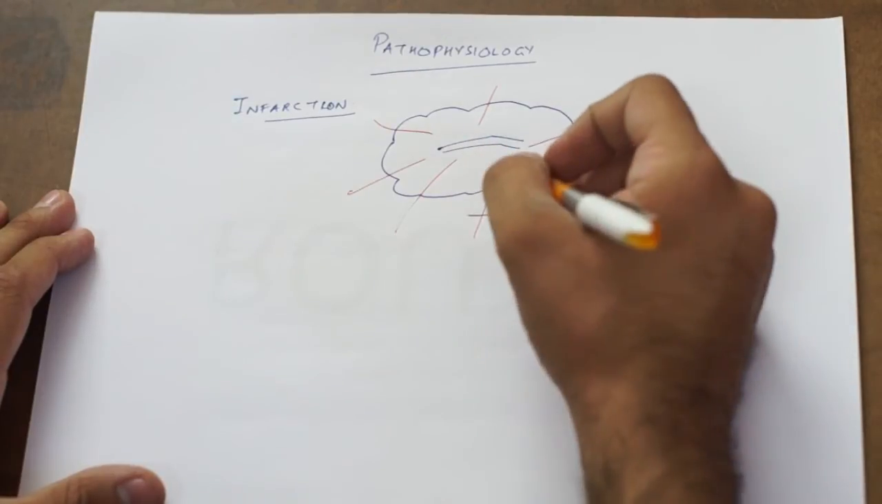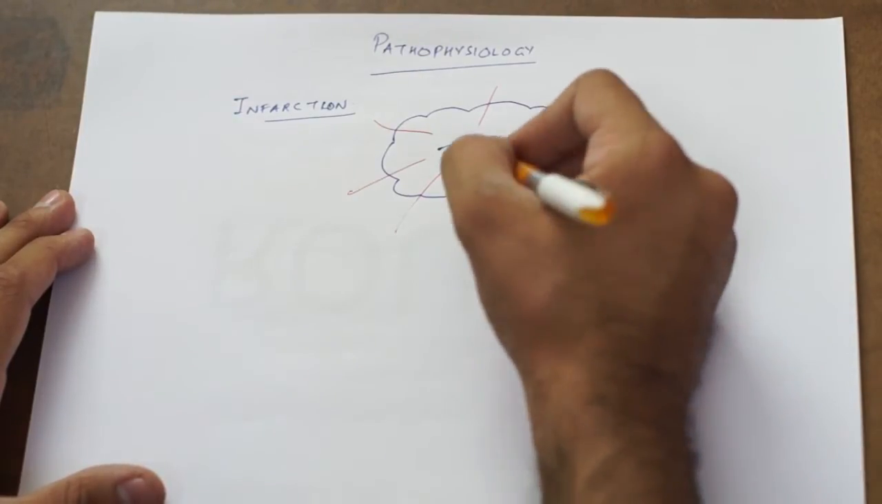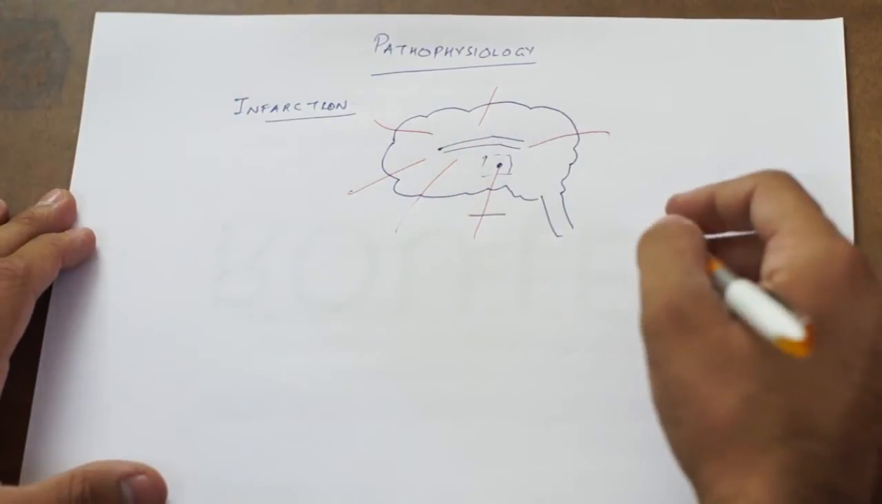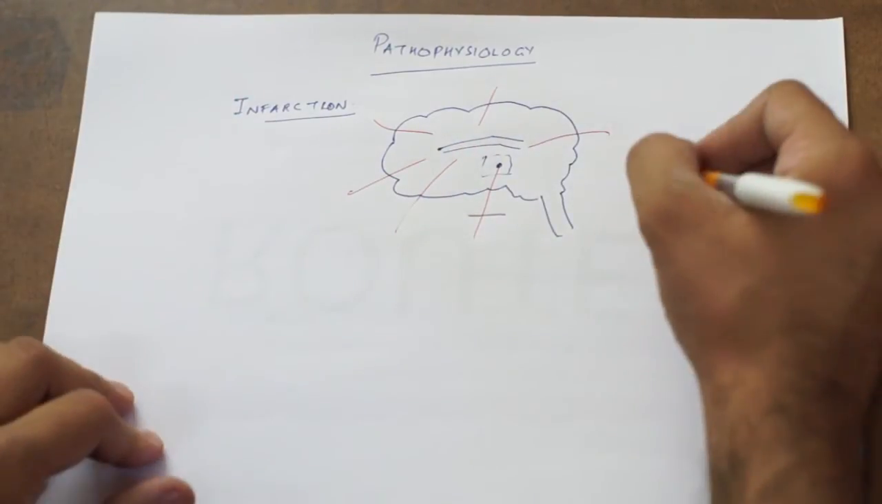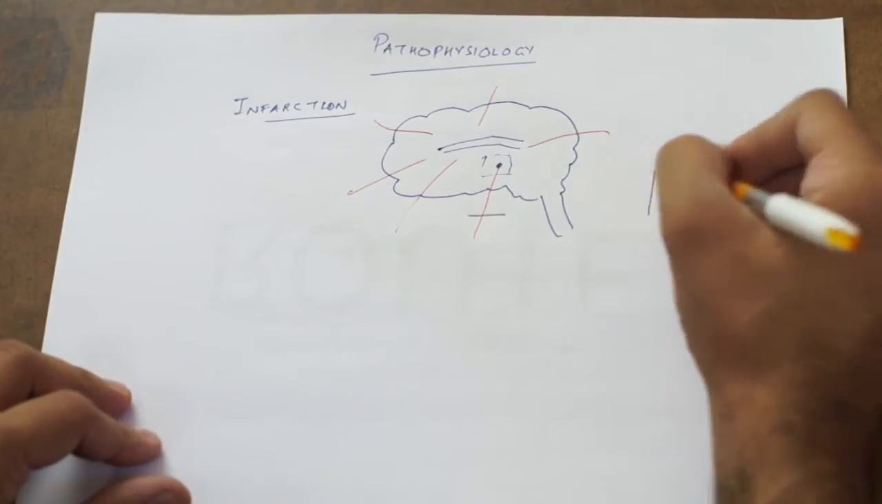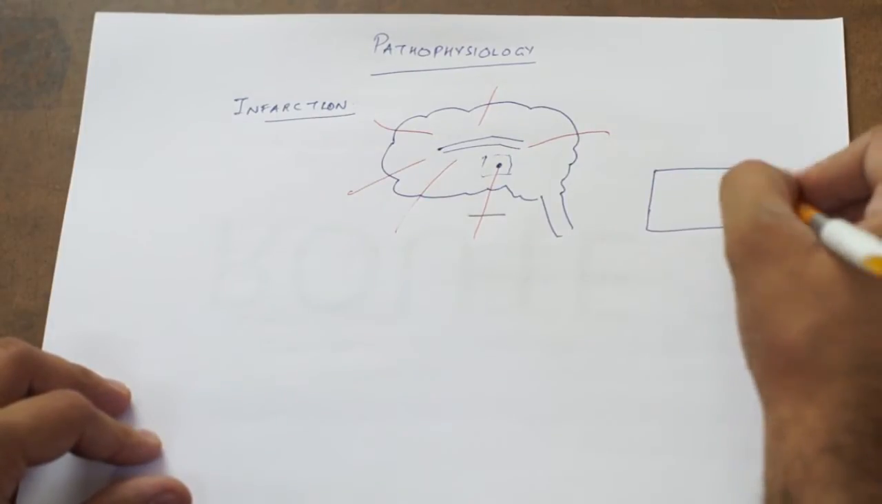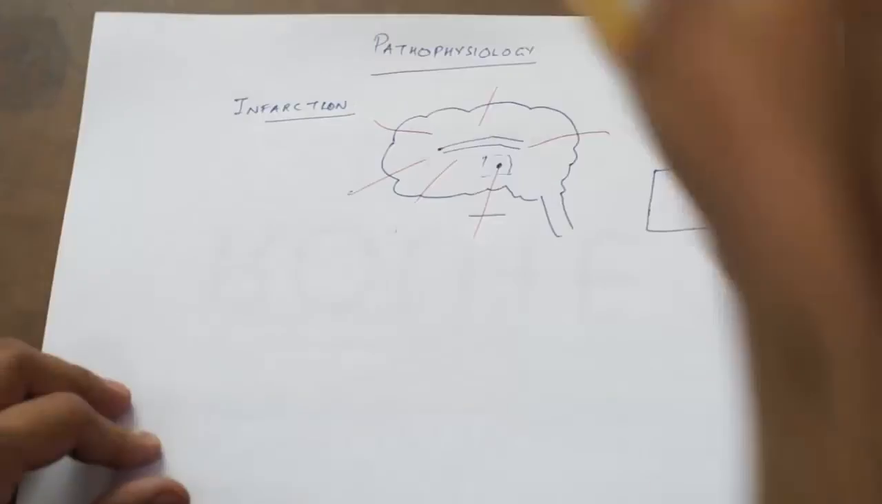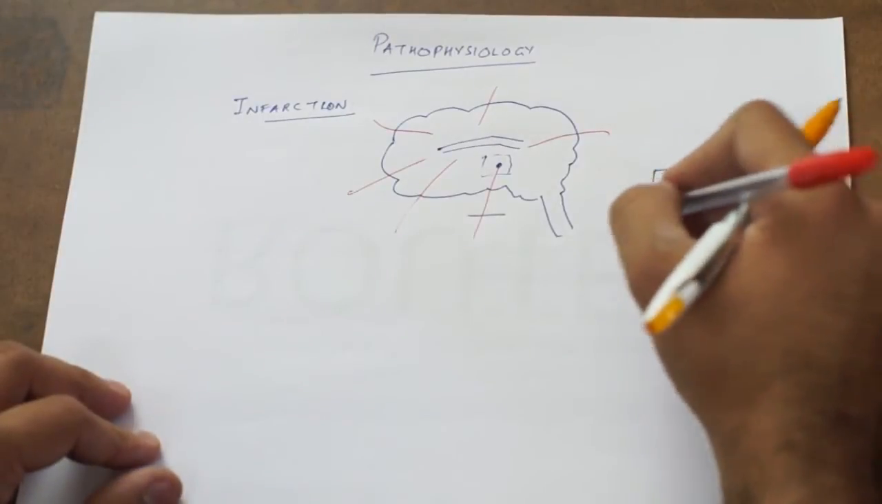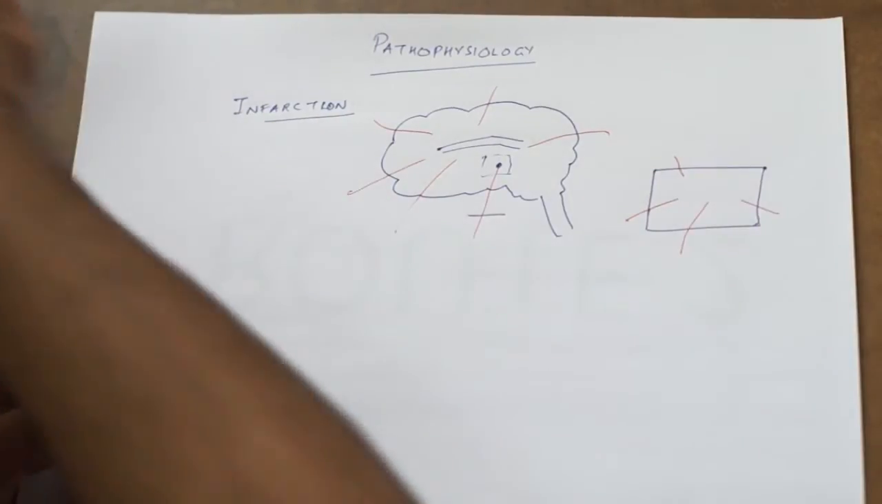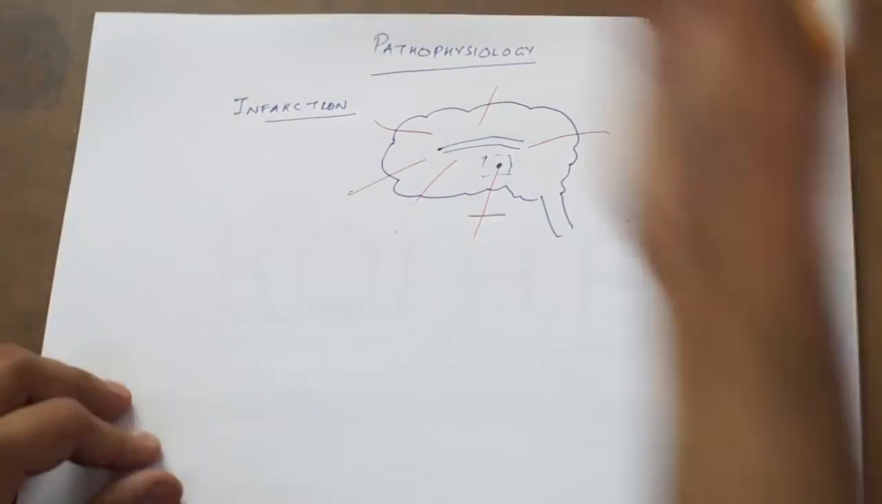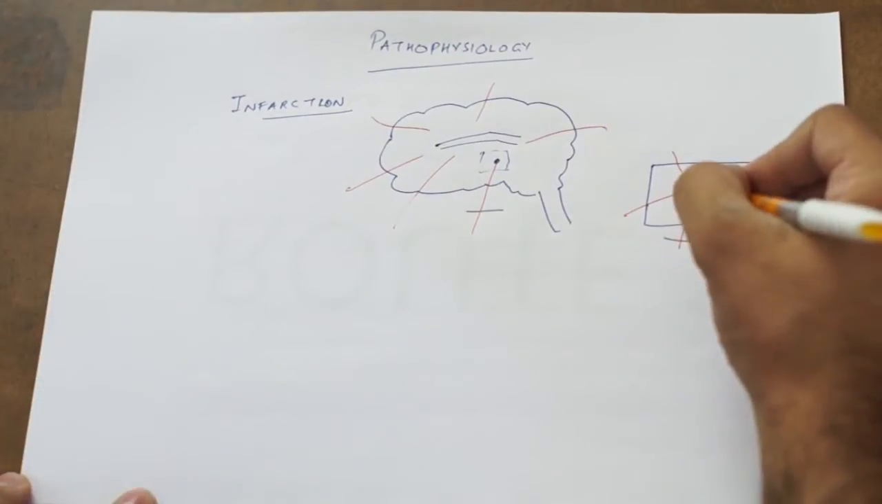So that blue dot you're seeing is the area of brain which is dead because of the cessation of blood supply, as infarction means a cessation of blood supply. So we'll zoom into that area and see what is happening there. These are the blood vessels again, and this is the cut.